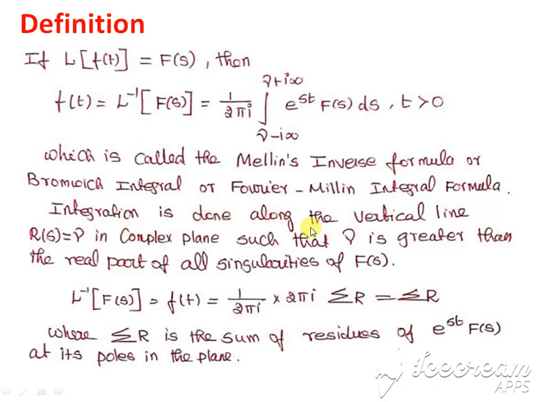Integration is done along the vertical line real part of s equal to gamma in the complex plane, such that gamma is greater than the real part of all singularities of F(s). So again, L inverse of F(s) is equal to f(t), which is 2 pi i into the summation of residues. 2 pi i and 2 pi i get cancelled, so it is equal to the summation of residues.